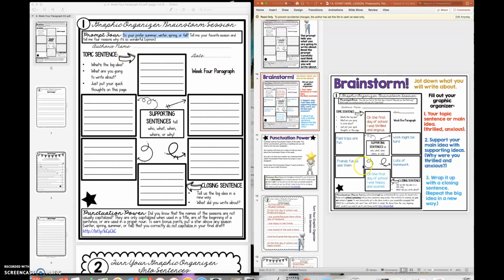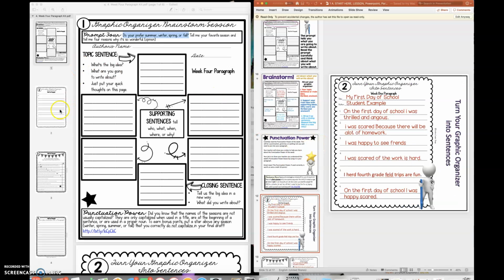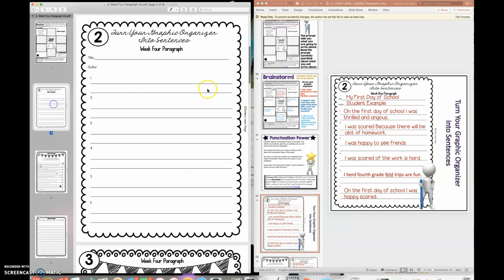But just looking at the different ideas, they're not super difficult. Now these are kind of boring, so they'll fix them. Make sure you're paying attention to your punctuation power. Then yesterday you should have turned that into sentences, which they did here. Now remember, it's a different prompt, and ignore Yuki.